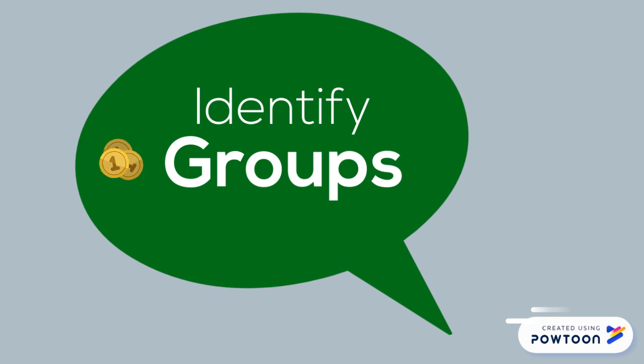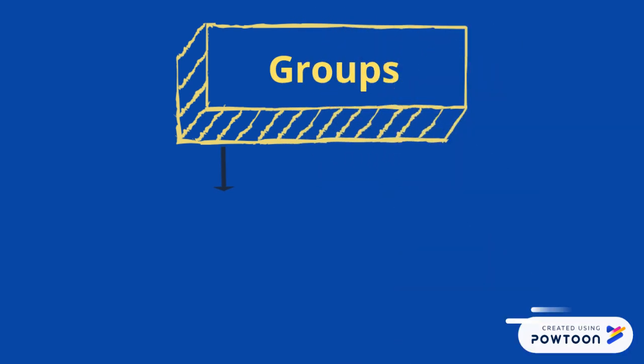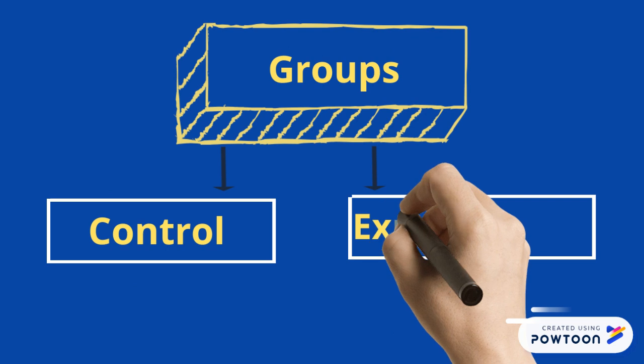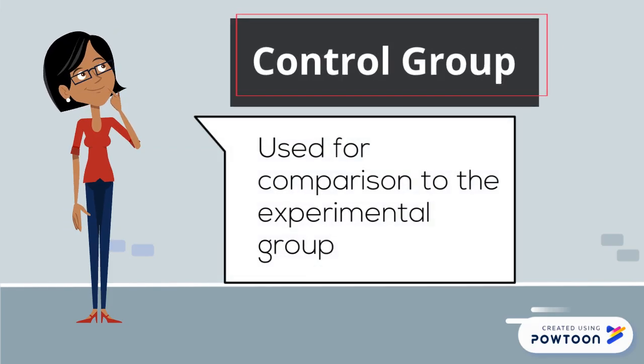The start of this process is to identify your groups. Good experiments only have two groups, a control group and an experimental group. We'll start with the control group. The control group is used for comparison to the experimental group.